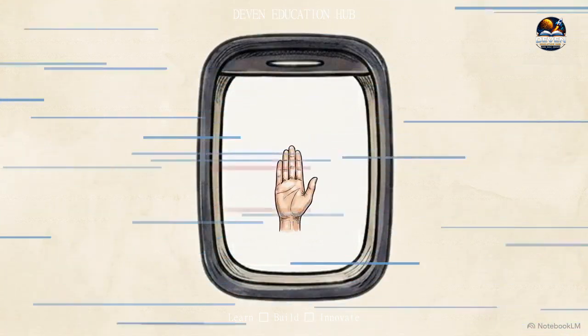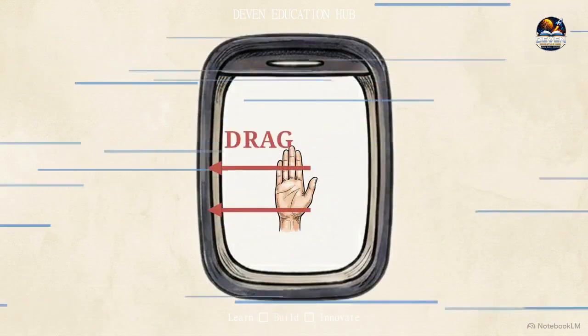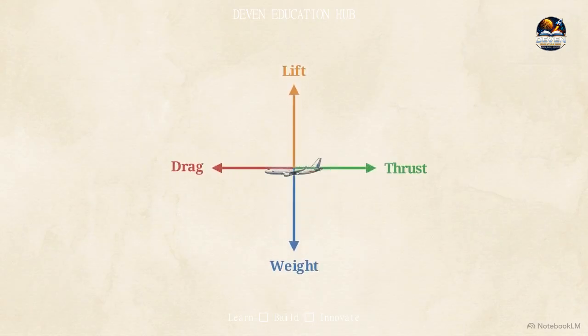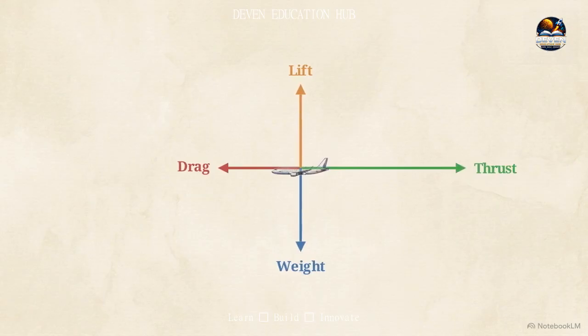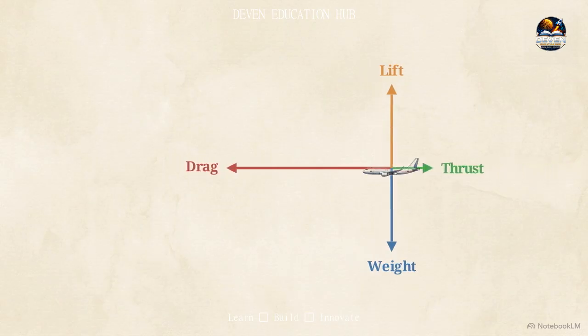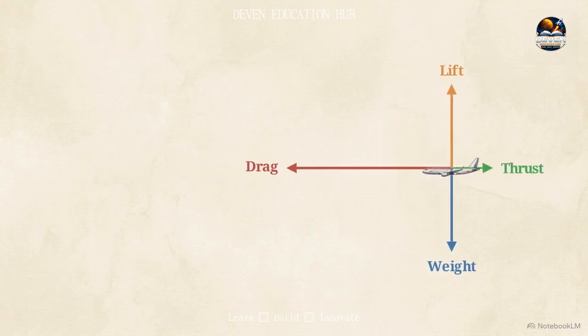Drag is air resistance. If you have ever rolled down a car window on the highway and stuck your hand outside, you have felt the wind forcefully pushing your hand backward. That is drag. We can see how this math works on this diagram, showing all 4 forces as directional arrows. If the arrow pushing forward, thrust, is stronger than the arrow pulling back, drag, the plane accelerates. If drag wins, the plane slows down.